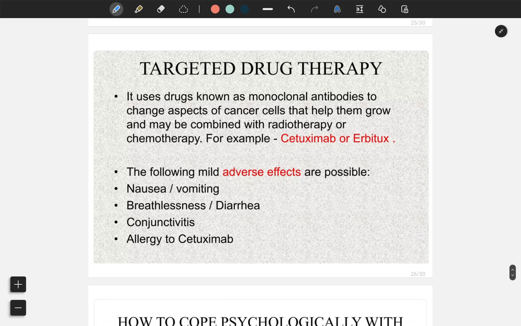Targeted drug therapy. This is one more therapy. It uses drugs known as monoclonal antibodies to change aspects of cancer cells that help them grow, and may be combined with radiotherapy or chemotherapy. For example, these are a few drugs which can be given to patients. These drugs are not available in our area, but we can go for other drugs which can be used with chemotherapy and radiotherapy. The following mild adverse effects are possible: nausea, vomiting, breathlessness, diarrhea, conjunctivitis, allergy to certain drugs, laxity, eczema.